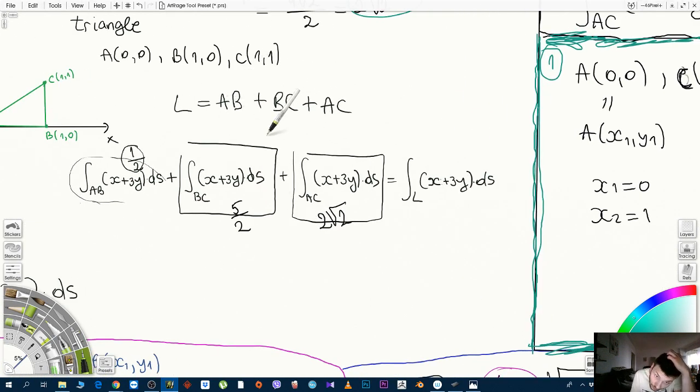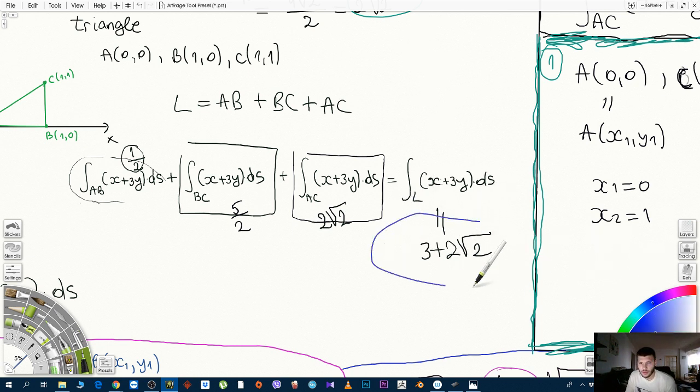So finally our solution, this integral, is equal to 5 halves plus 1 half, which is equal to 6 halves, and that is equal to 3 plus 2 square root of 2, and this is equal to this number. So that was it for this video. See ya in the next video. Bye bye.